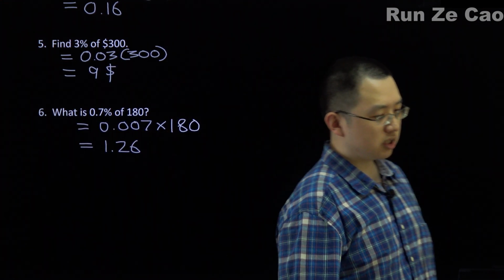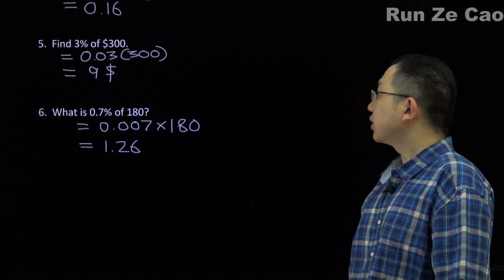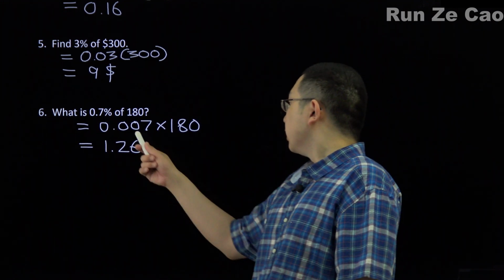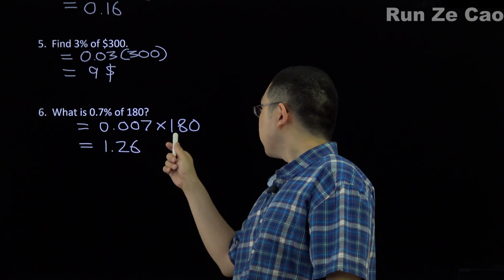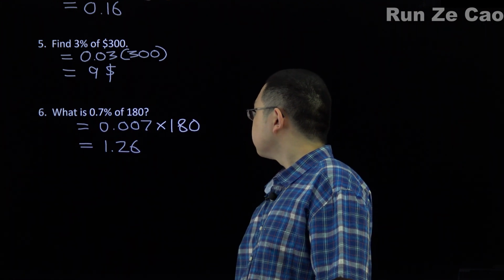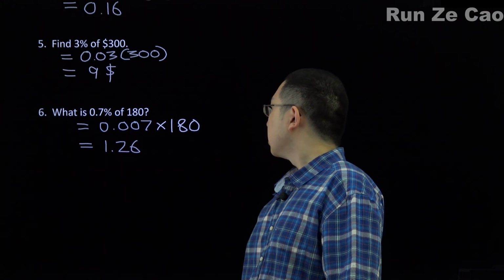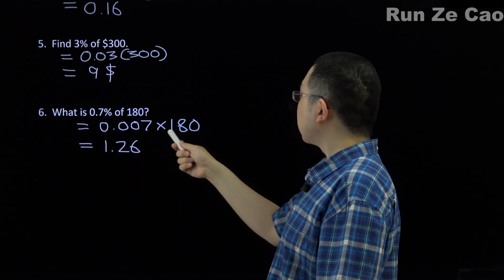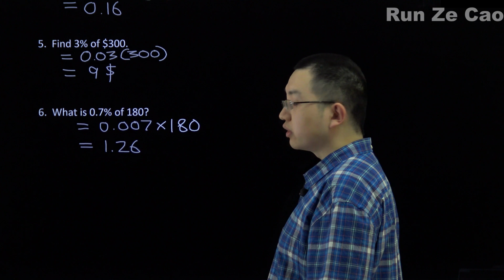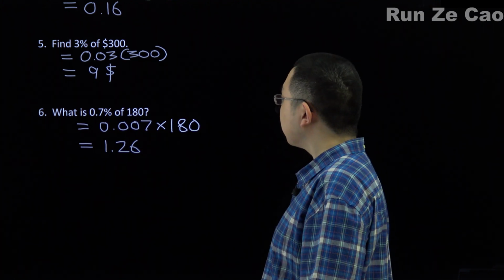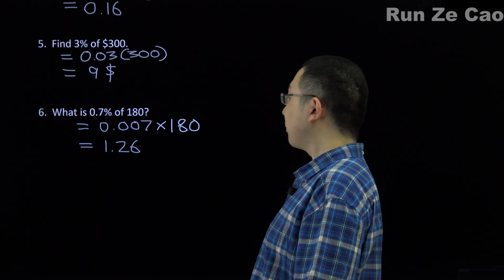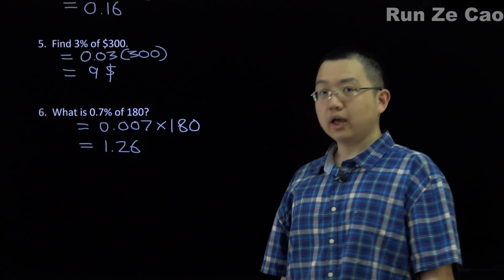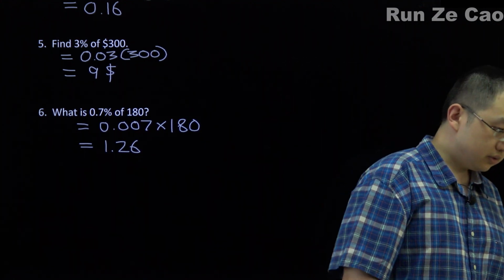Does this look reasonable? Well, let's see. We start off with 0.07 times 18, which is going to be a bit less than 0.07 times 20, which would have been 1.4. Specifically, it's going to be a tenth less than that. So 1.4 minus 0.14. Okay, 1.26. Wonderful.